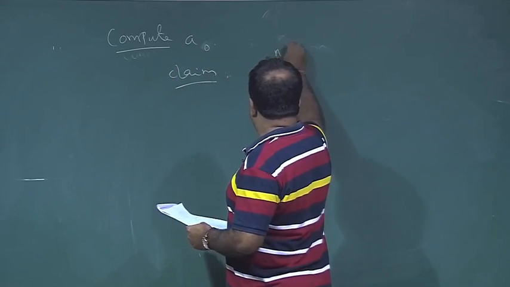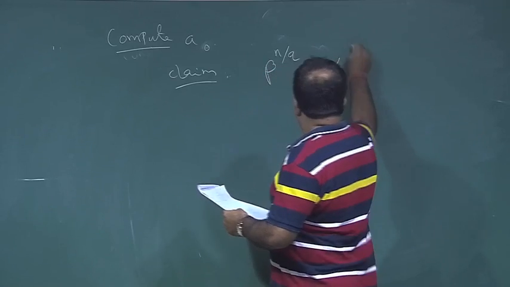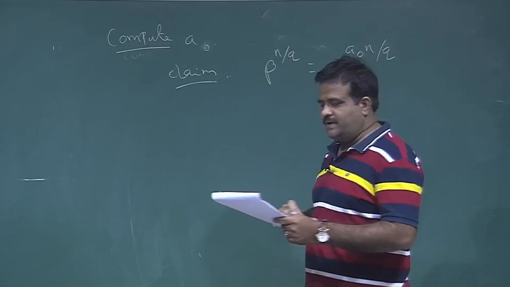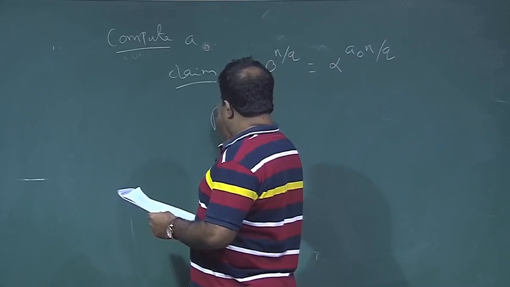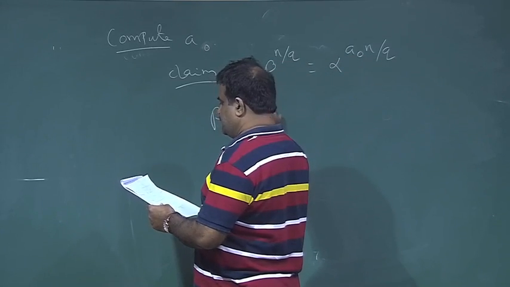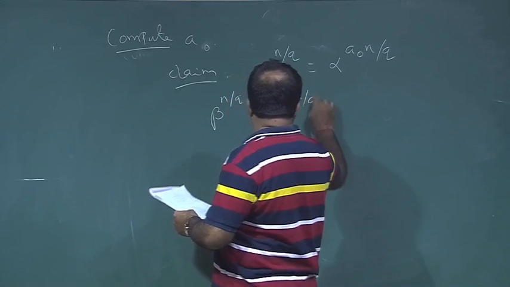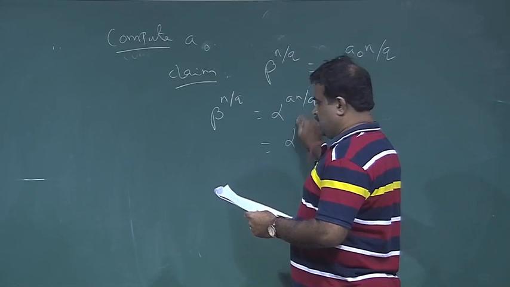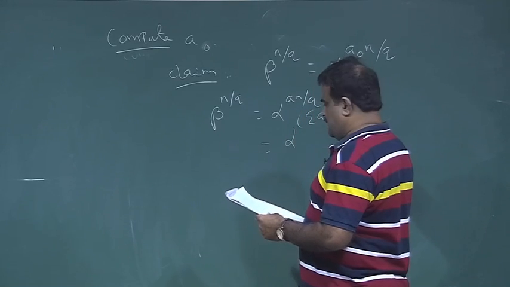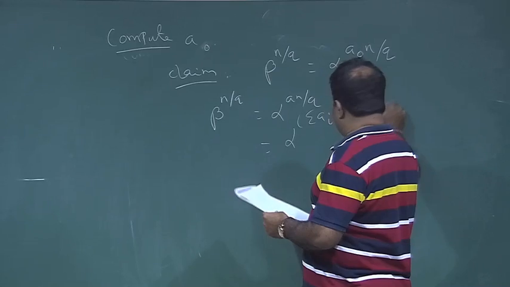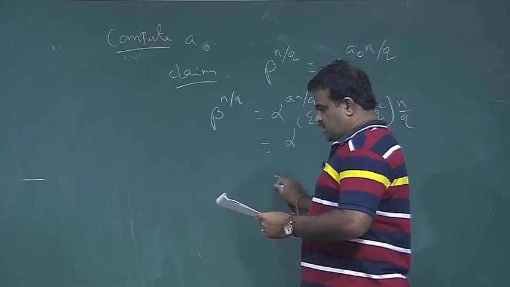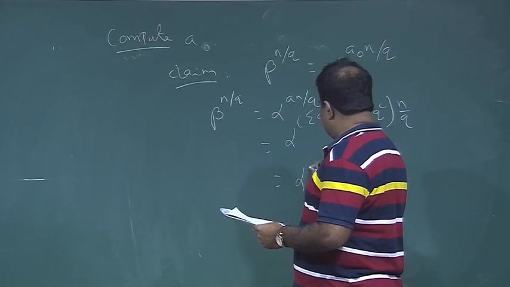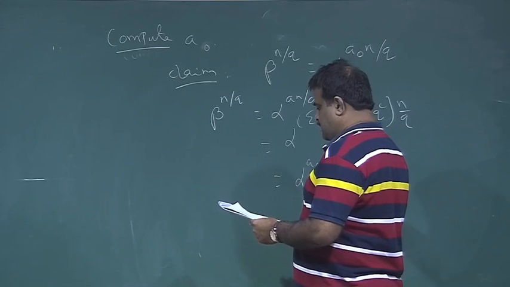Claim: beta to the power n by q is equal to alpha to the power a0 n by q. So, this can be easily verified. Basically beta to the power n by q is alpha to the power a n by q. Now this is alpha to the power of the summation of a_i q to the power i plus s q to the power c, times n by q. So, all terms will vanish mod n, and we are only left with a0 n by q.